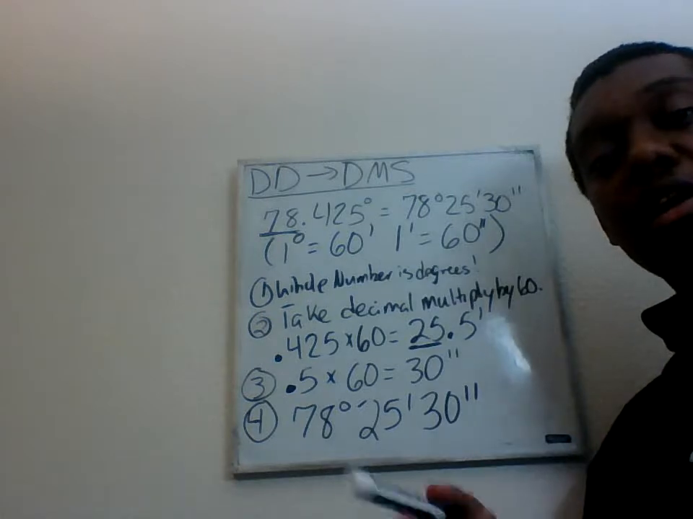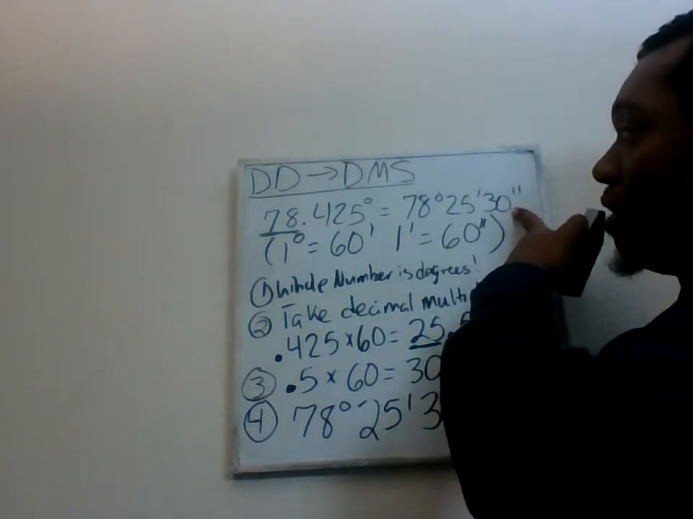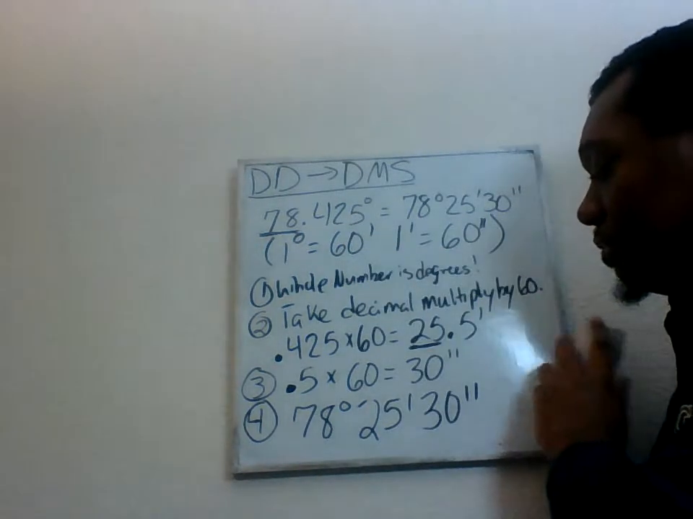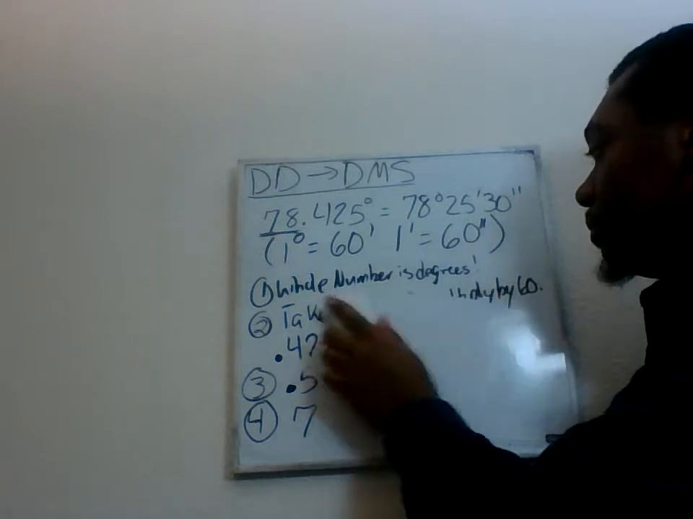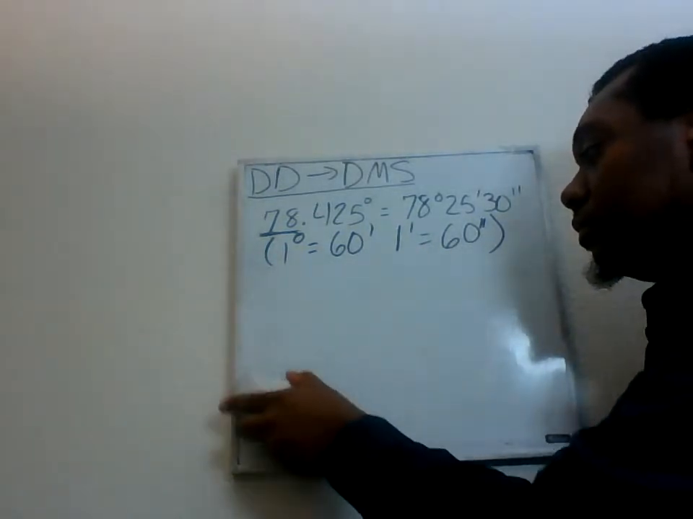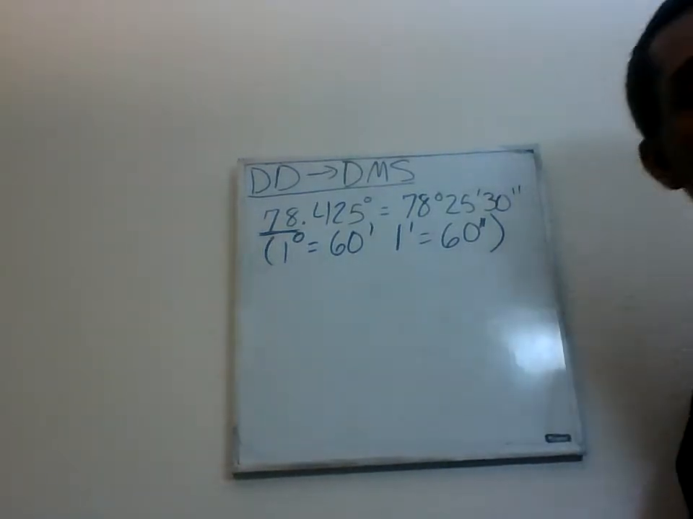So let's go the other direction now. Right, so let's say we start off with our degrees, minutes, seconds, and we need to get back to decimal degrees. So I'm going to erase this here. And really what we're going to be doing here is the inverse operation of this.